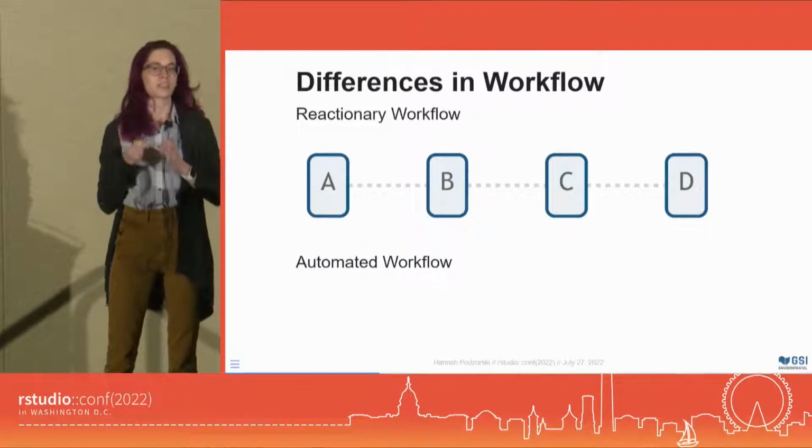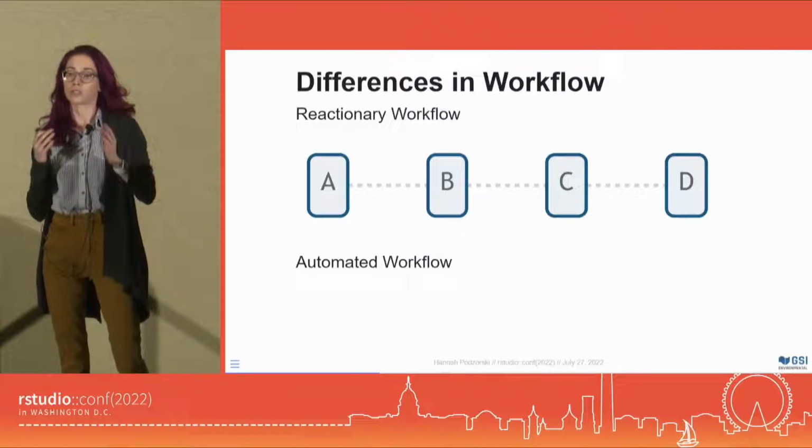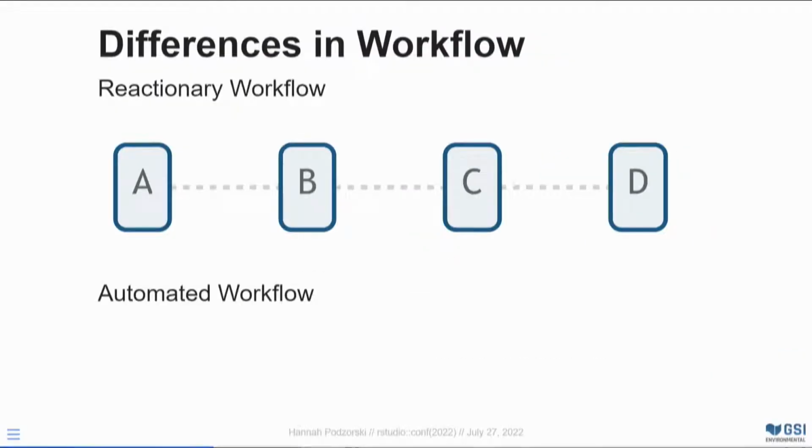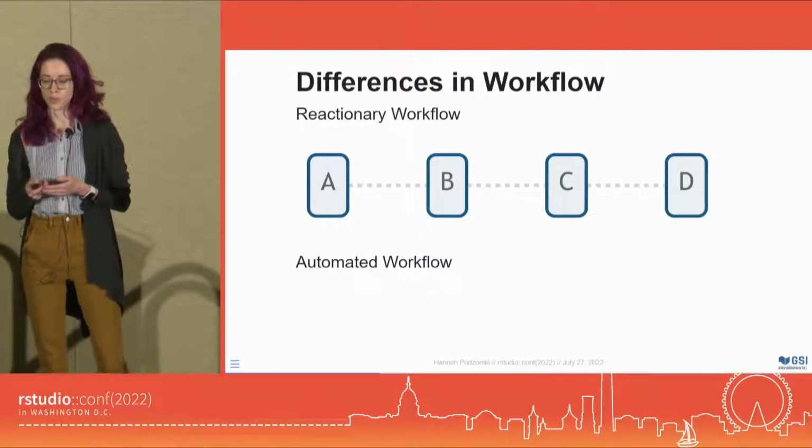So let's talk about the difference between the workflow that I traditionally see, which I'm going to call, for the purposes of this talk, reactionary workflow, and automated workflow. So let's say we have 4 work products, A, B, C, and D. A might be our database, B might be our tables full of summary stats, C is our figures, and D is the text that goes into our final report.